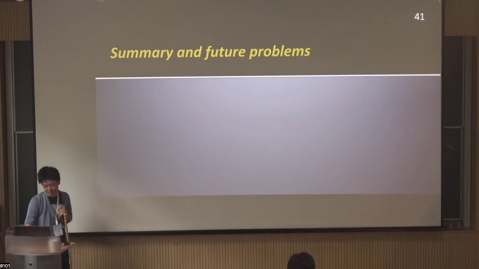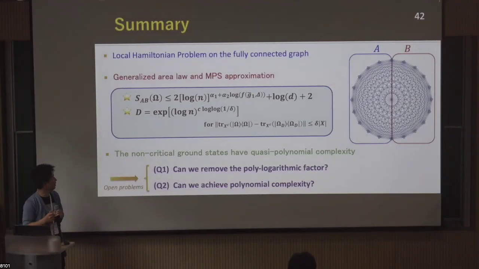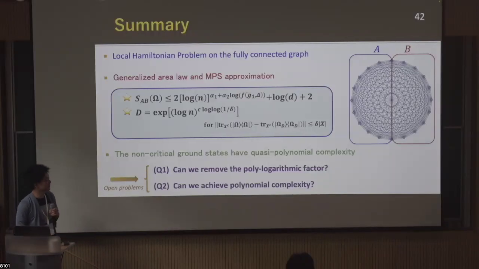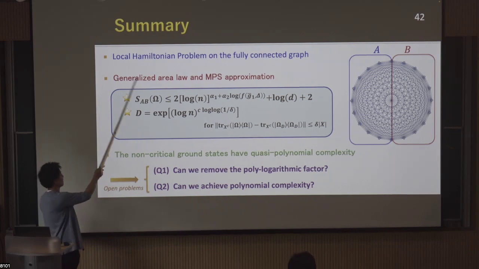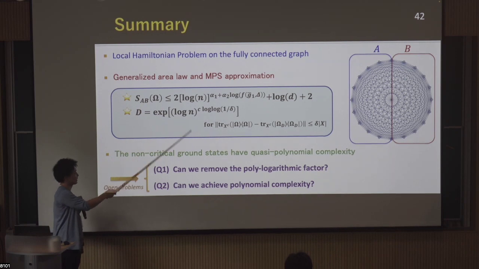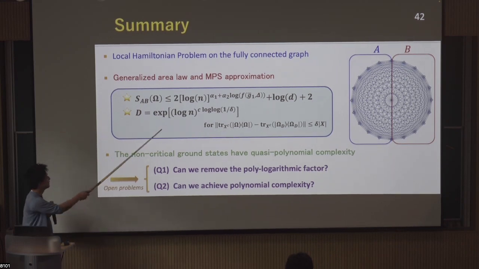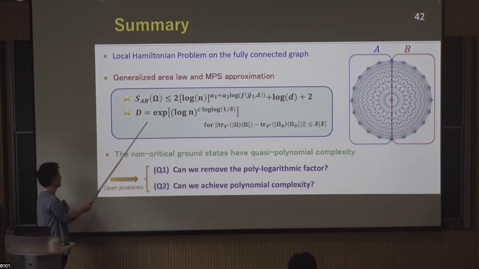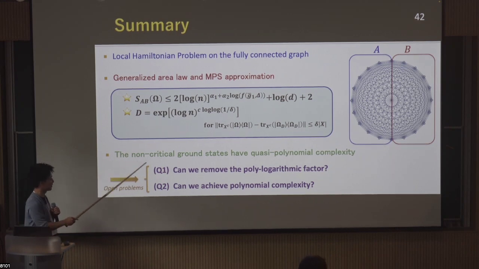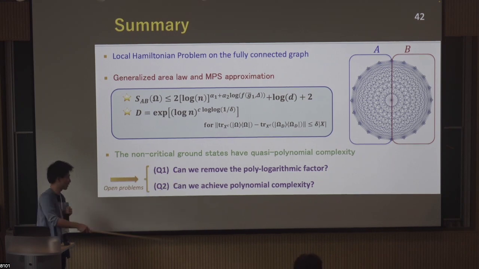Okay, so I will summarize the talk. The main motivation is the entanglement area law on the free connective models. And this is also connected to the local Hamiltonian problem. And we have proved the generalized area law and MPS approximation of this form. From this upper bound, we can say that the LHP conjecture is almost true for free connective models. And we can also say that non-critical ground states have quasi-polynomial complexity.